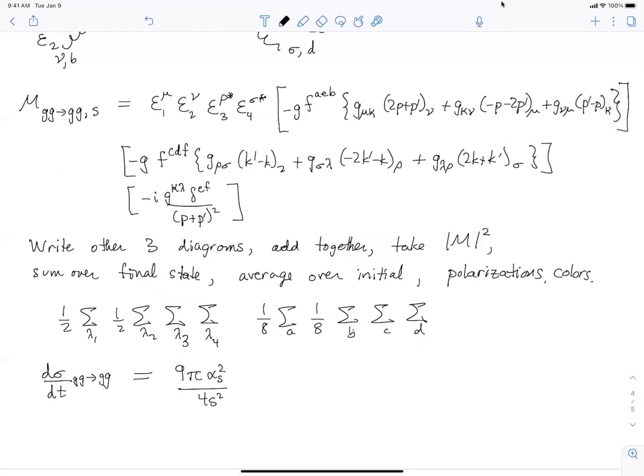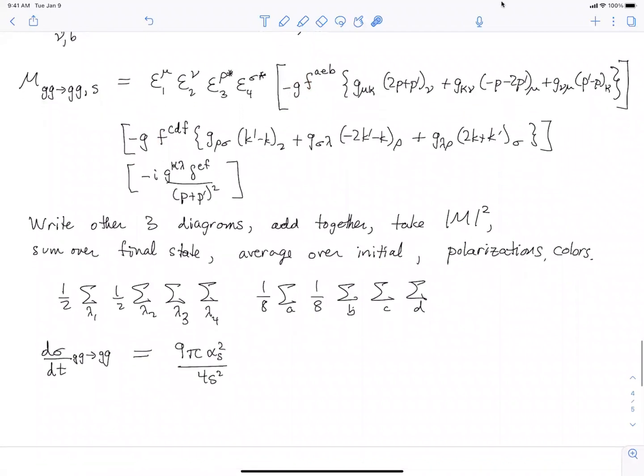So the alpha s is, notice there's a g and there's another g. So there are 2 g's in each matrix element, but then you square it, which means 4 g's. 4 g's can be traded up to factors of pi for 2 alpha s's. So that's where that comes from. The 1 over s squared comes from the definition, and then because we're computing d by dt, which you can trade for d by d cos theta.